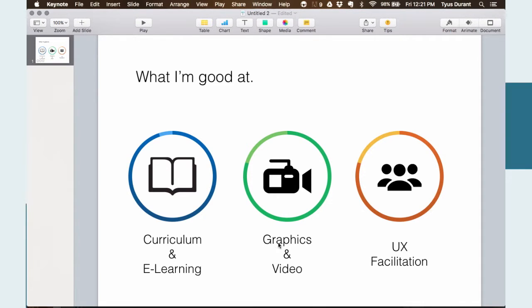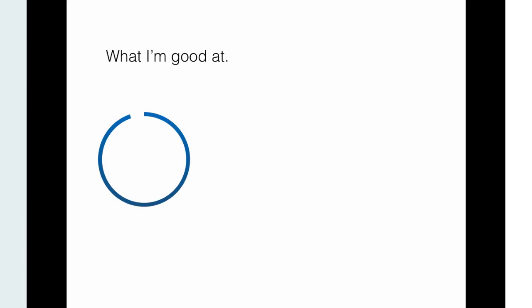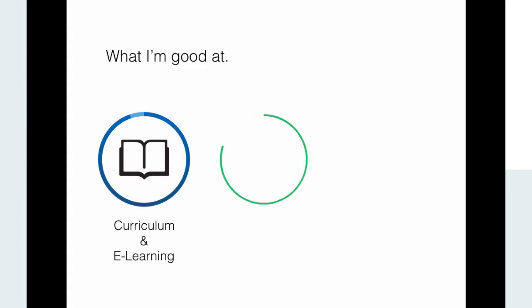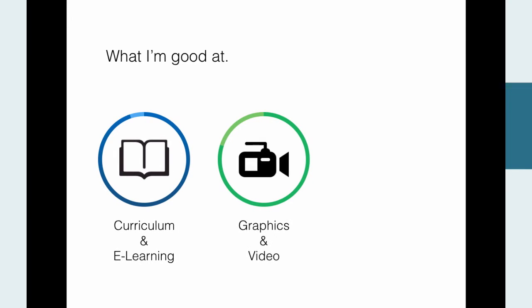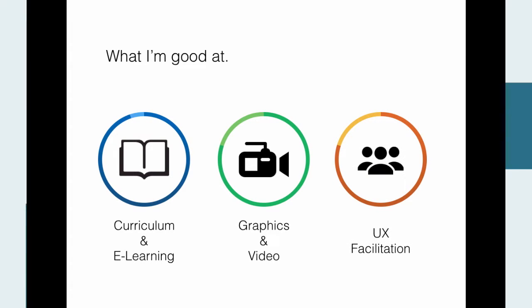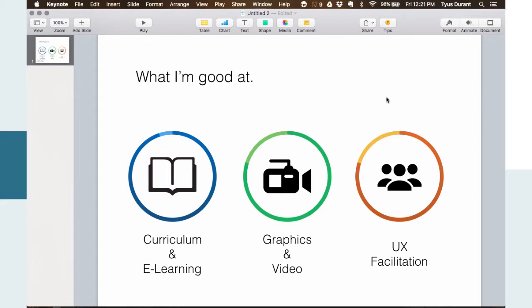So this is kind of like the one I made here. Let me show right quick. And so as you can see, it's what I'm good at. Comes in and shows curriculum and e-learning, video and graphics, and UX facilitation. So what I basically did is I made this in Keynote, converted it into a video, and then I used Photoshop to make it into a GIF, and then I put that GIF on my site.